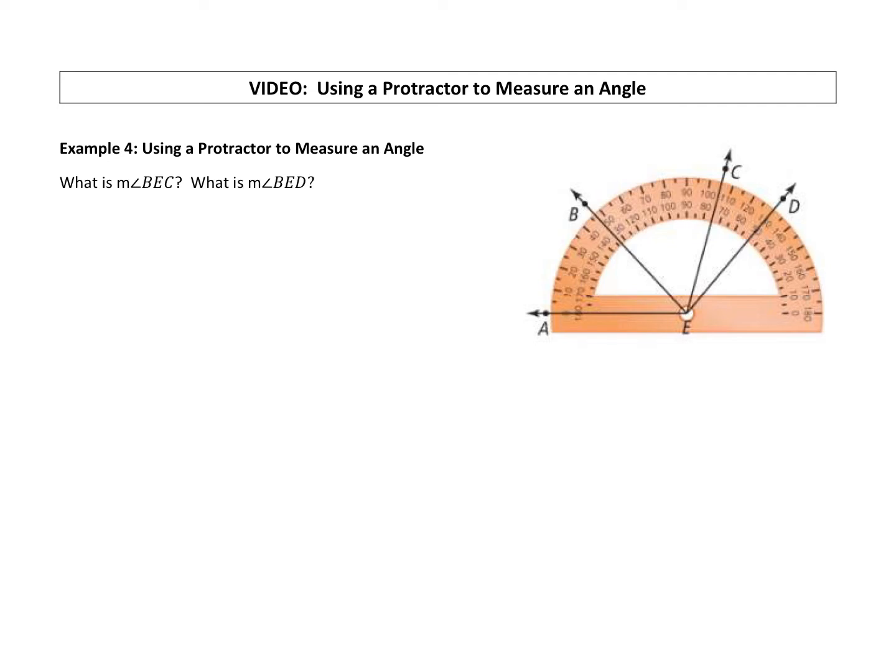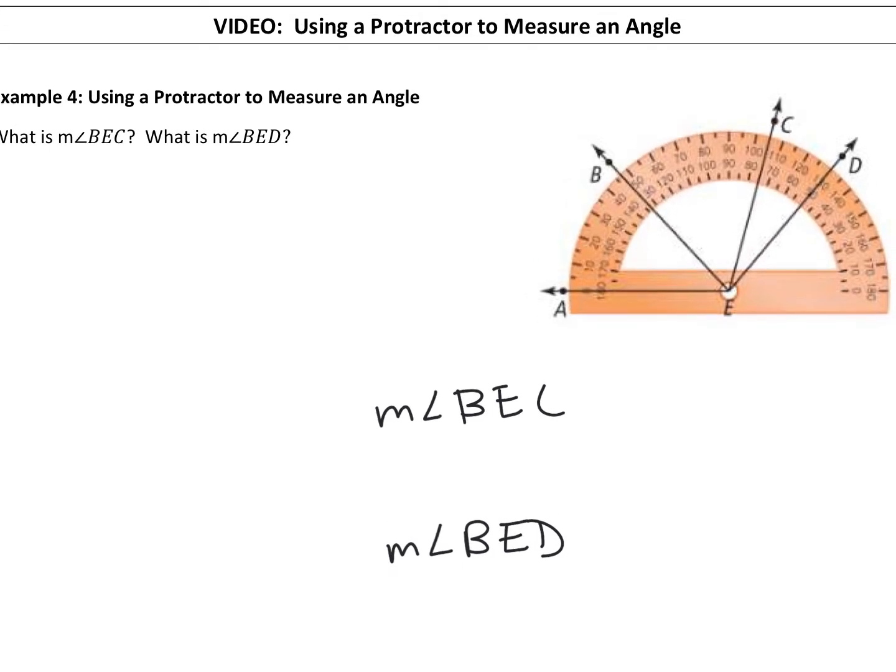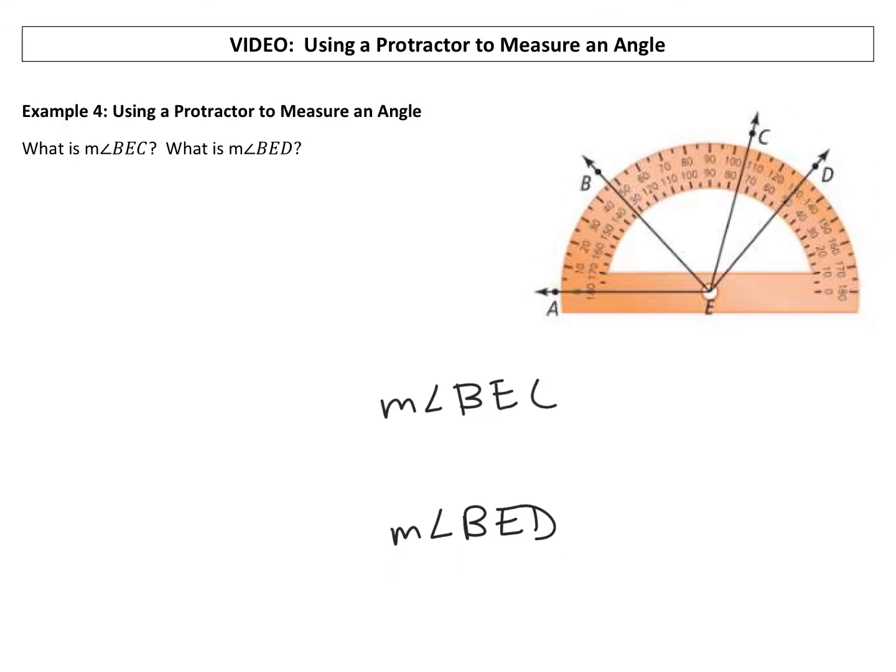All right, we're going to work with making sure we understand how a protractor works in order to measure angles. So we're asked to find two angles, measure of angle BEC and the measure of angle BED. I wanted to write those there. All right, well, that's as zoomed as we're going to get. Okay, so measure of angle BEC.